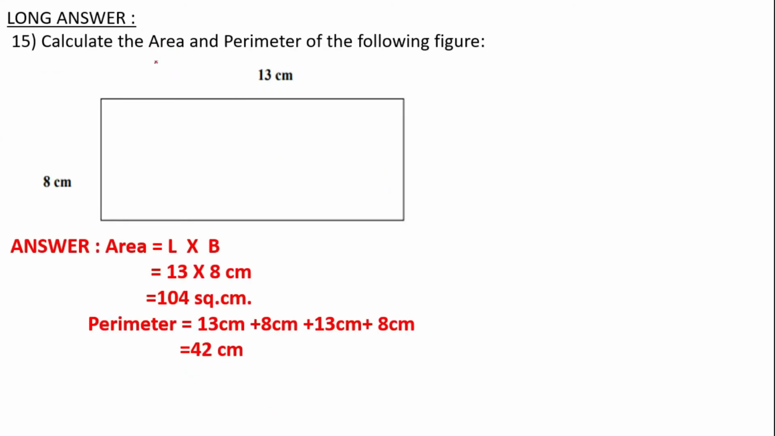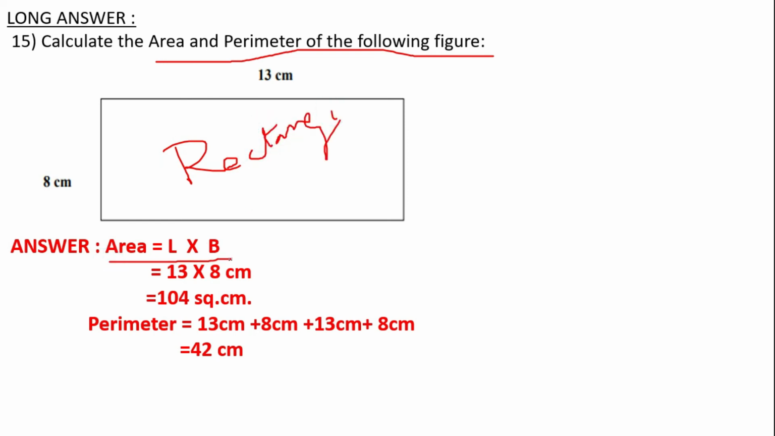Calculate the area and perimeter of the following figure. It is a rectangle. So you know the area of a rectangle is L into B, length into breadth. Length is 13 centimeter and breadth is 8 centimeter. 13 8s are 104 square centimeter. For area, the unit is square centimeter.